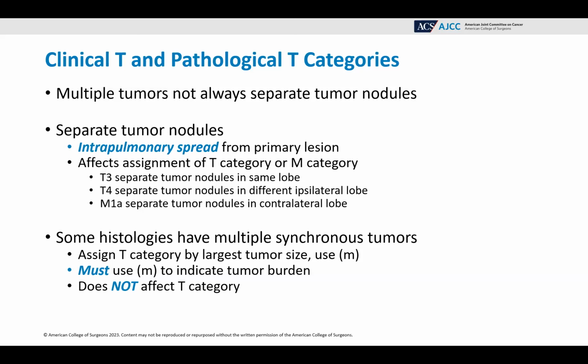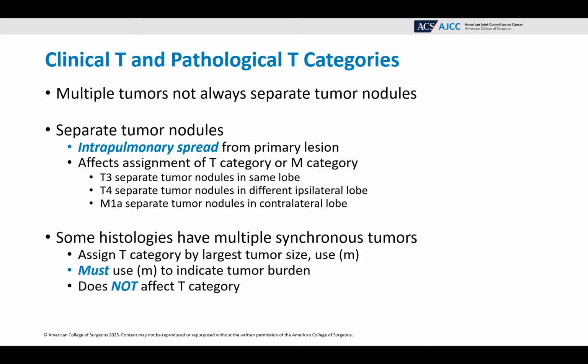Clinical T and pathological T categories. Multiple tumors are not always separate tumor nodules. Separate tumor nodules has a very important definition. It is considered intrapulmonary spread from the primary lesion. This affects the assignment of the T category or even the M category. T3 is separate tumor nodules in the same lobe. T4 is separate tumor nodules in different ipsilateral lobes, and M1A is separate tumor nodules in a contralateral lobe.